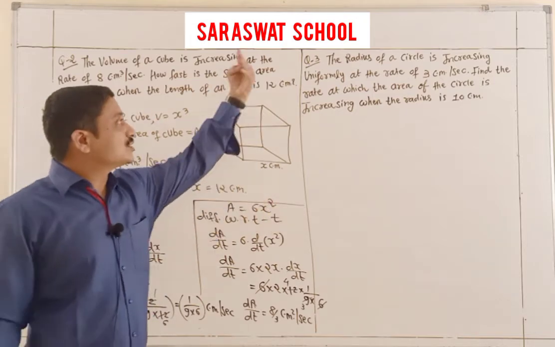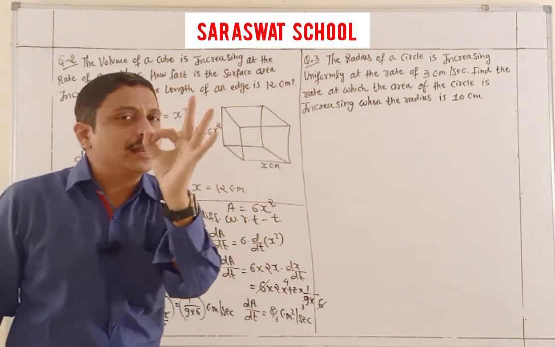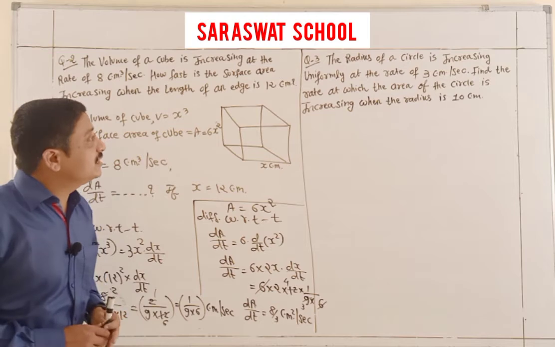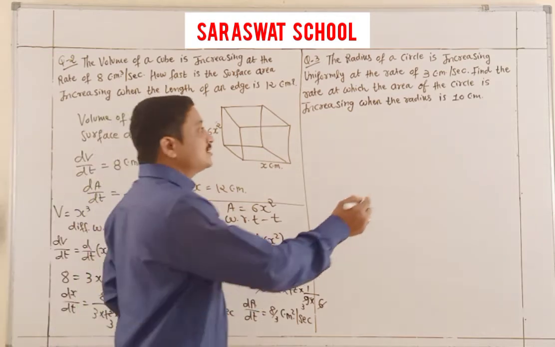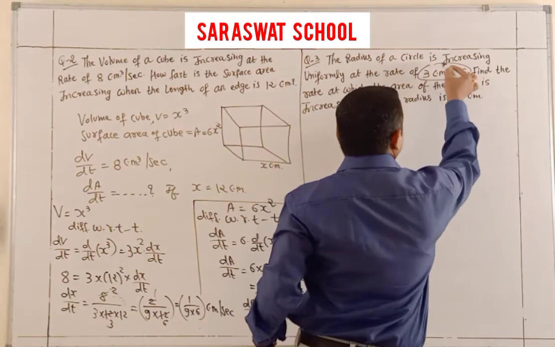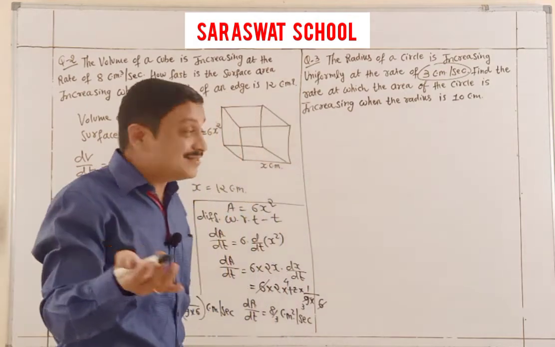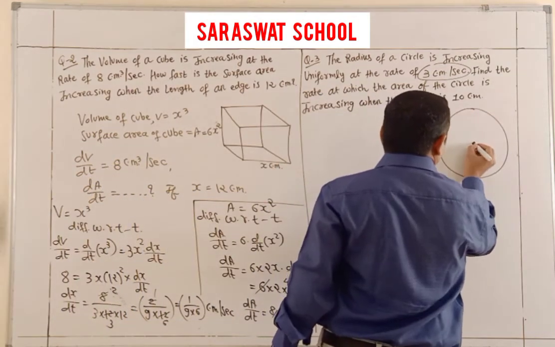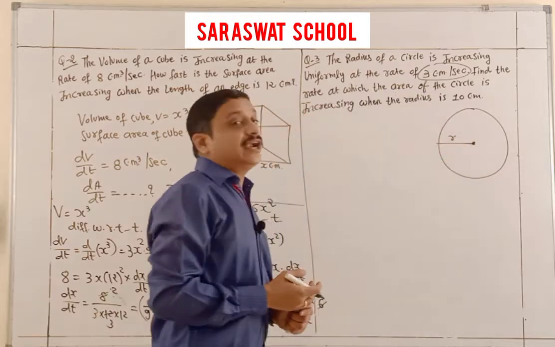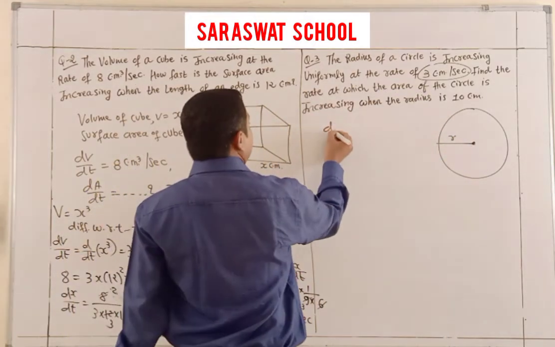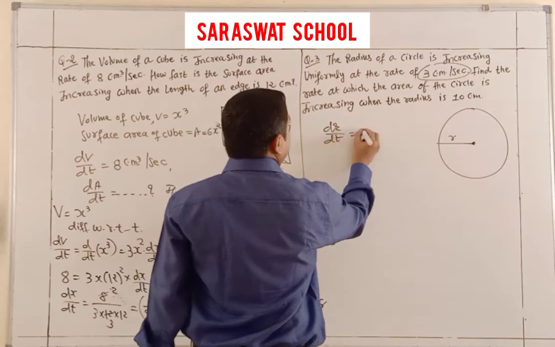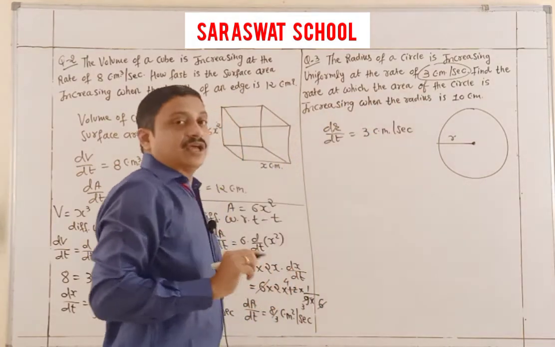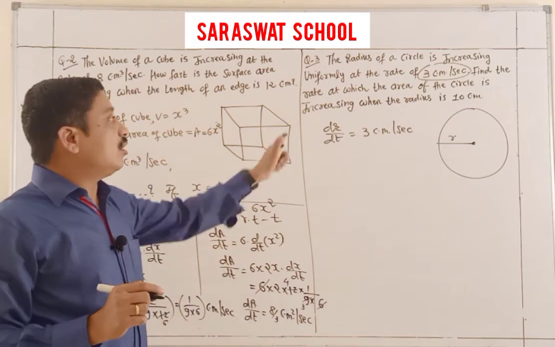Now one more sum. Look at that. Same parallel sum, only one change. The radius of the circle is increasing uniformly at the rate of 3 centimeter per second. Second given is time. Here is your circle, with one radius, and given that the radius is increasing, it means dr versus dt is 3 centimeter per second. Find the area of the circle as it increases.